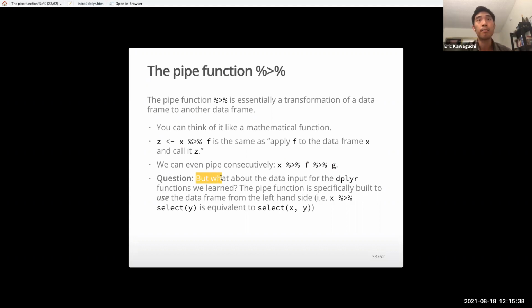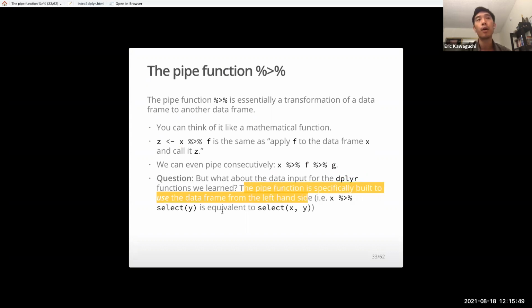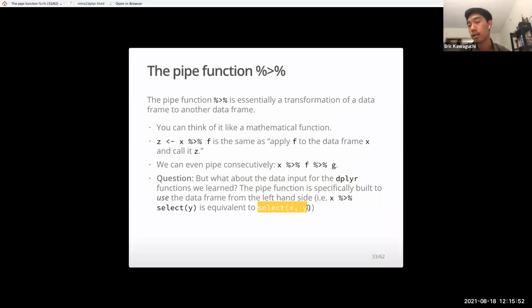So here's a question: what about the data input for the dplyr functions we learned, right? The good thing here is that the pipe function is specifically built to use the data frame from the left-hand side. So remember how we used to say select diamonds, comma, cut, color, clarity, and carat? With the pipe function, it's already assuming that you're using the diamonds data frame when you're piping. So here I'm using diamonds, and within diamonds I am going to be selecting only cut, color, clarity, and carat. I'm omitting that first argument because it's already assuming that I'm using the data frame from the left-hand side that we see here.